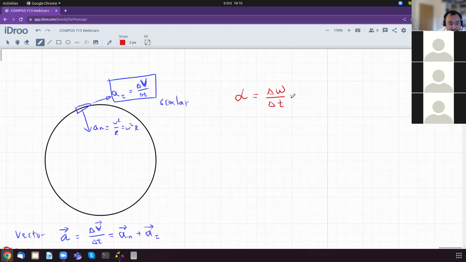And we know that angular velocity is related to regular velocity. We know that omega is V divided by R, and that means that delta omega is delta V divided by R, because R is not changing. R is a constant, so we are allowed to do this. So it's delta V divided by R delta T. And delta V divided by delta T is a tangential, divided by R. So that is what angular acceleration is.